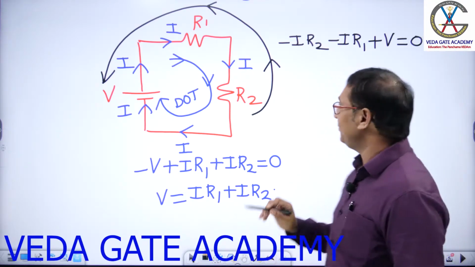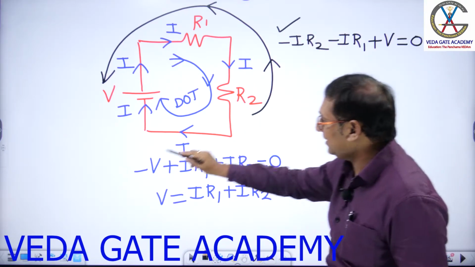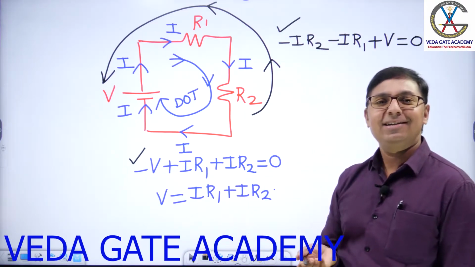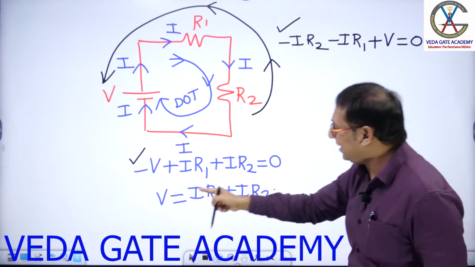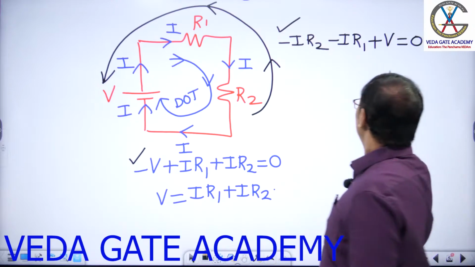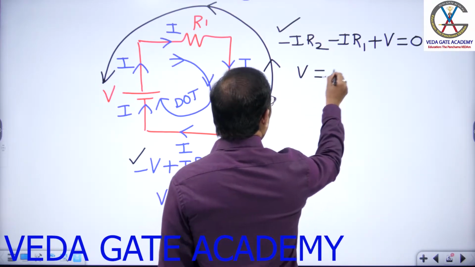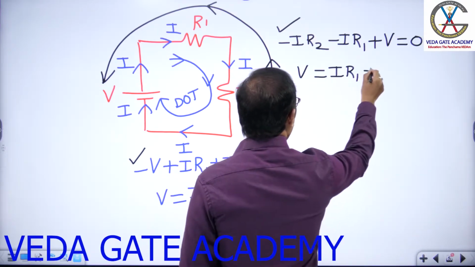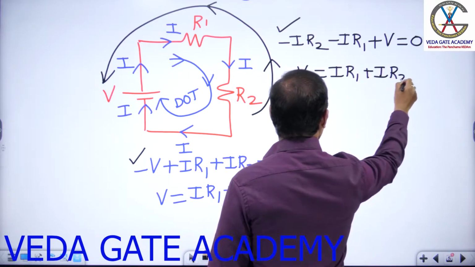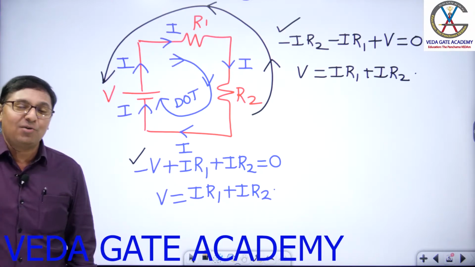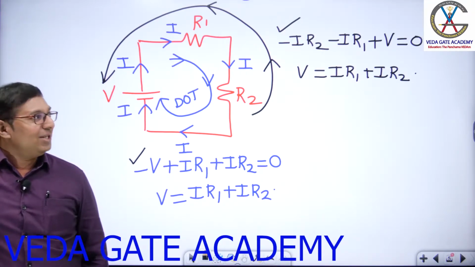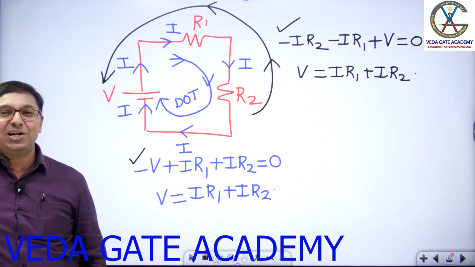Come on, sir. Now you tell me, this equation, both equations same or different? They are same, sir. Take minus common from this, you get this. Or take minus common from this, you will get this. From this, what can I write, sir? Can I write V as IR1 plus IR2? Yes, we can write V as IR1 plus IR2. Now tell me, writing KVL equations, easy or difficult?